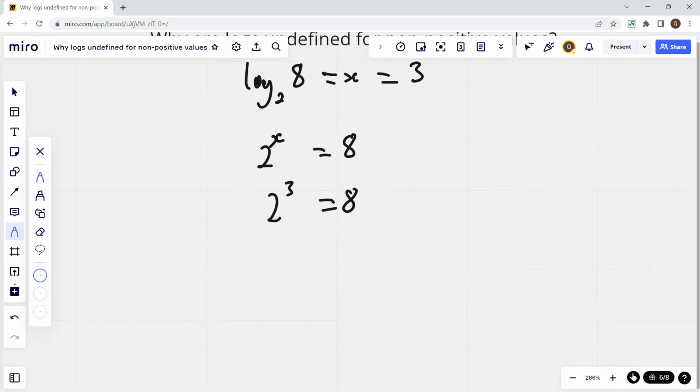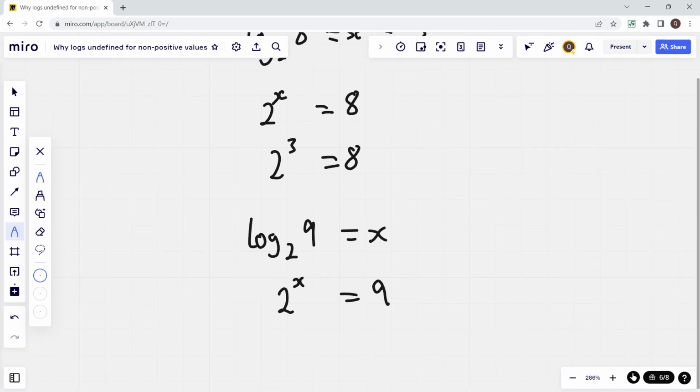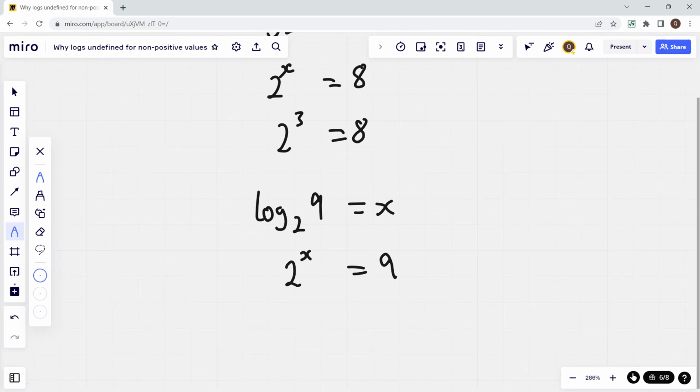Okay, that's fairly straightforward. But let's consider something which is not so obvious. Let's say log base 2 of 9. What is that? So the question we're asking here is what power do we need to raise 2 to in order to get 9? Well, we know that 2 cubed is 8 and 2 to the power of 4 is equal to 16. So our value of x needs to be bigger than 3 and less than 4. I don't know what that number is off the top of my head, but we can use a calculator.